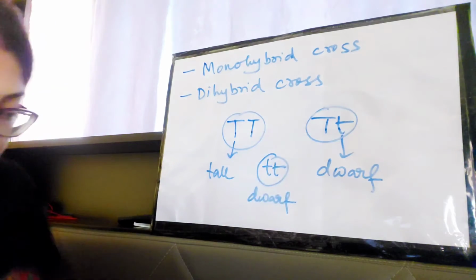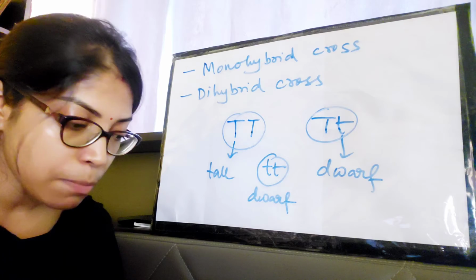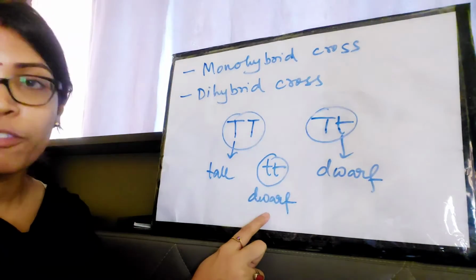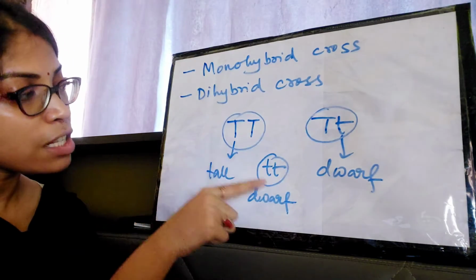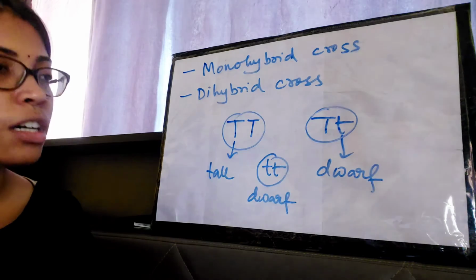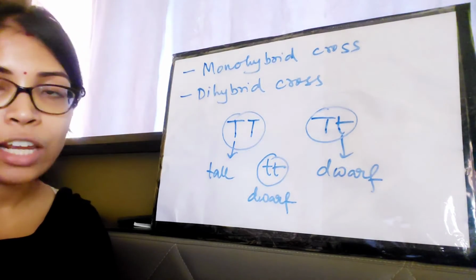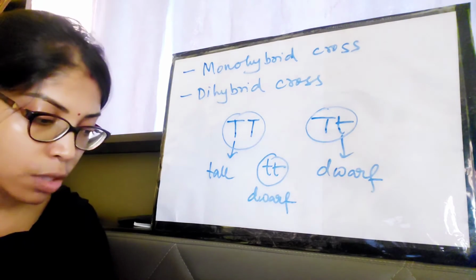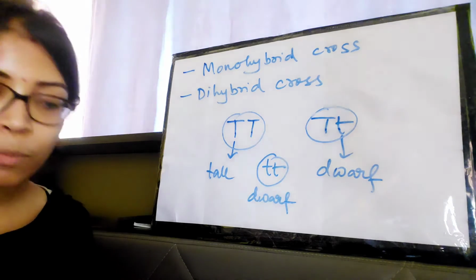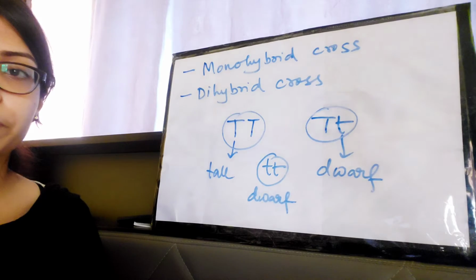Okay, so going back to our example, the cross between pure tall and pure dwarf pea plant. So this is a pure tall pea plant and this is a pure dwarf pea plant, and the cross between these two is a monohybrid cross, because here the only contrasting characteristic is the characteristic of height of the pea plant. Okay, so the cross between these two will be considered as monohybrid cross, while I will give you another example.